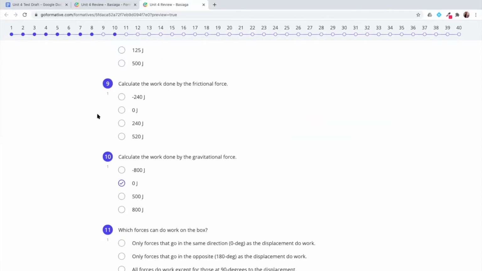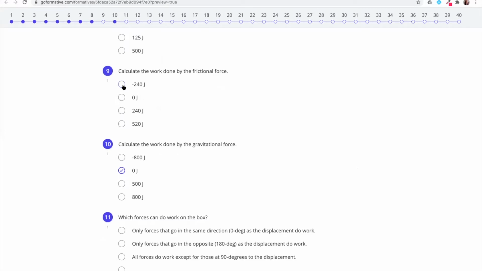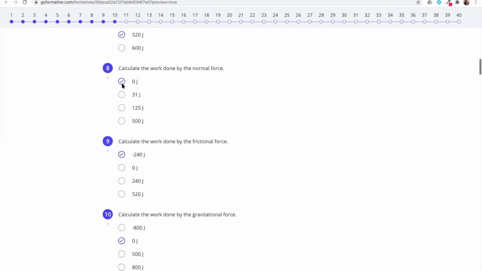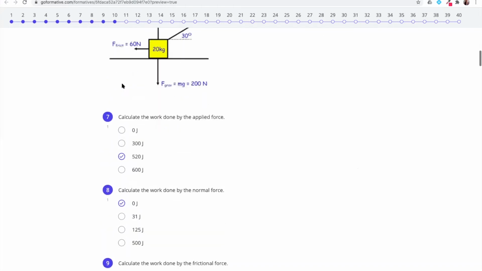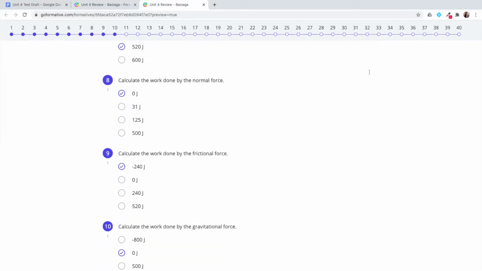namely heat. Notice that with the choices provided in 9, you actually didn't have to calculate anything. Knowing that friction does negative work means that the only possible correct answer was A. Now, it doesn't ask this, but just for funsies, the net work done in the system would be the work done by the applied force plus the work done by friction plus the work done by gravity plus the work done by normal, which would be 520 plus 0 plus 0 plus negative 240.